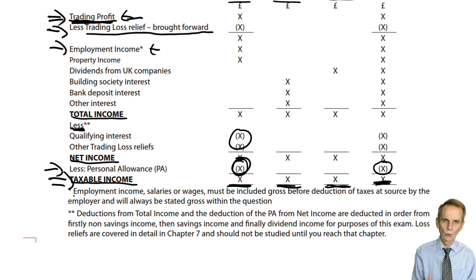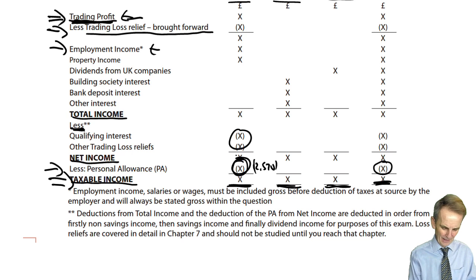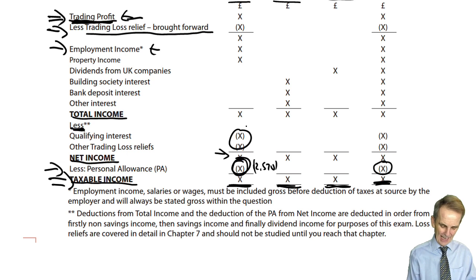We need to know the order in which those deductions are made. And that's why you've got the rows, the columns in this order. Because the deductions are firstly from non-savings. If, and it could happen probably in an objective testing question in section A rather than a section C question, but if that personal allowance of £12,570 was bigger than the net non-savings income, then any amount of that unused would then be deducted from your savings income.